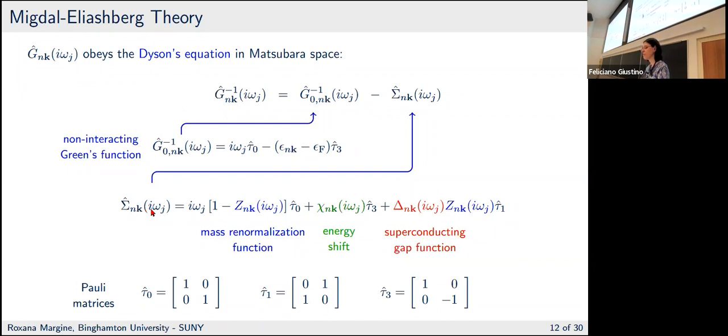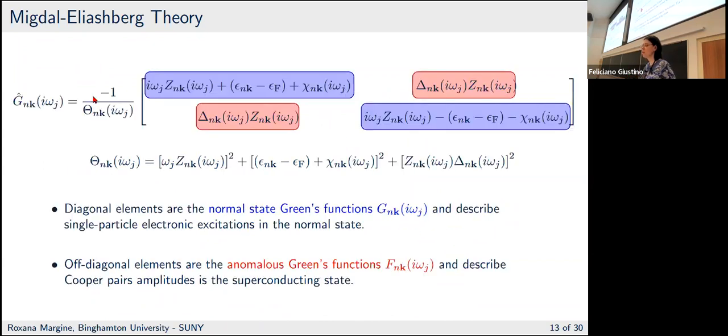So if we now replace the G naught and sigma here, and then you invert this matrix, you are going to find an expression for this matrix G that has diagonal and non-diagonal terms. Remember again, the diagonal terms will describe single particle electronic excitation in a normal state, and the non-diagonal terms will describe the Cooper pairs in the superconducting state.